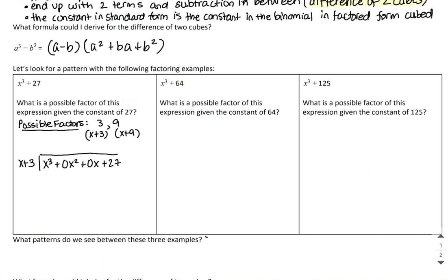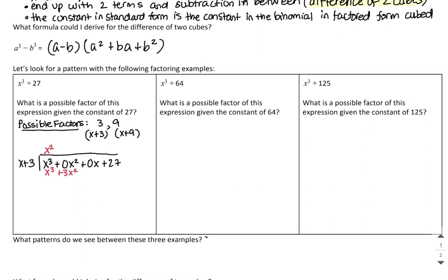Inside, just like I do with synthetic division, I want to do that with long division too, if I'm missing a piece. Then I'm going to ask myself, what do I have to multiply x by to get x cubed? And that's x squared. I have x times x squared gives me x cubed. I have 3 times x squared is 3x squared.